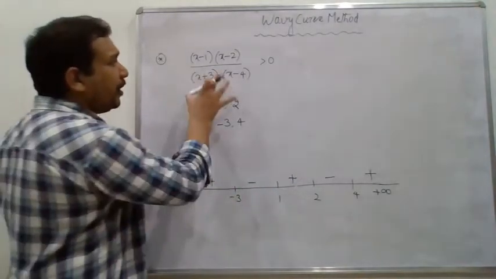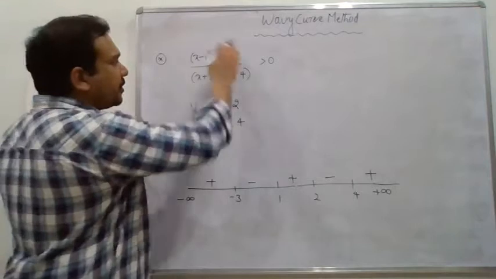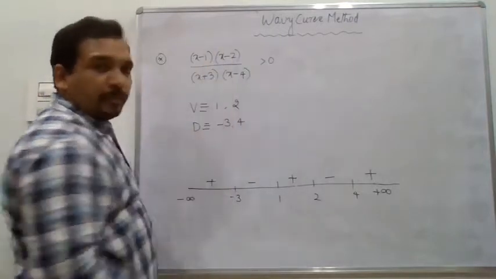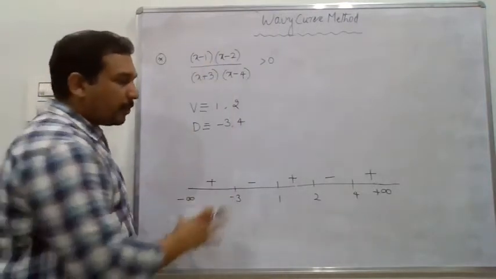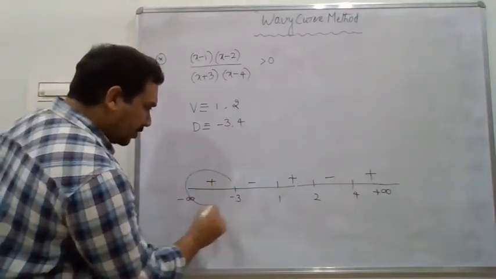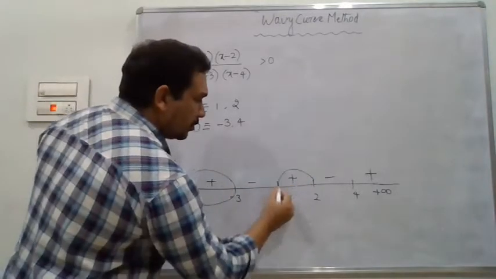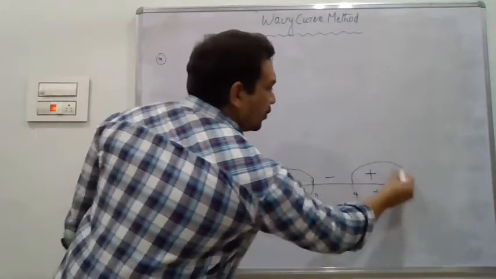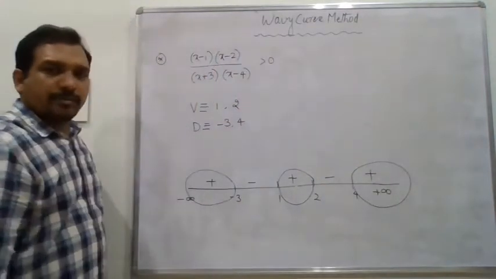From the question, we need those x values where this total expression will become positive. Means we need only the positive regions. So what are the positive regions? This is the positive region. 1 to 2, this is also a positive region. And 4 to infinity, this is also a positive region.